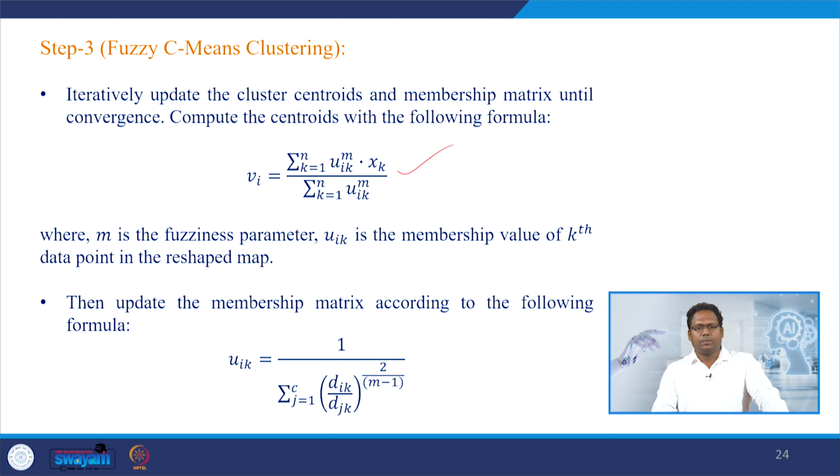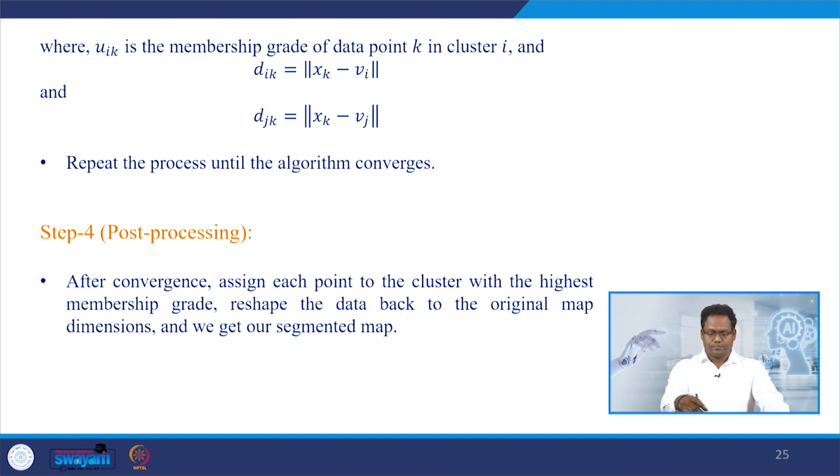Then update the membership matrix according to the following formula, which is uik equal to 1 upon summation j equal to 1 to c (dik upon djk) power 2 by m minus 1, where uik again is the membership grade of data point k in cluster i, and dik is given by the Euclidean norm between xk and Vi, and djk is the Euclidean norm between xk and Vj. Repeat the process until the algorithm converges.